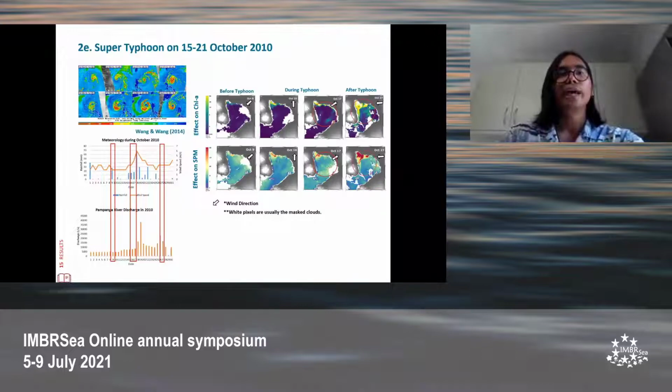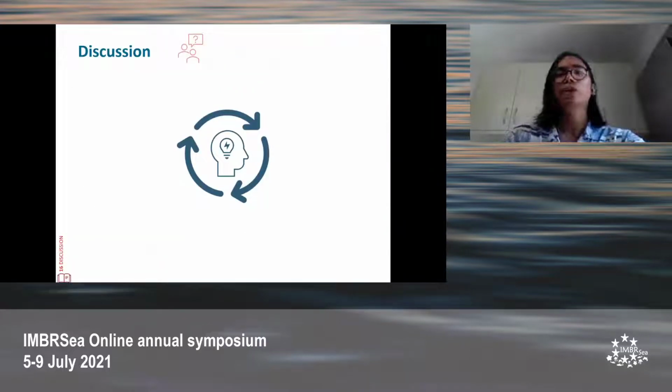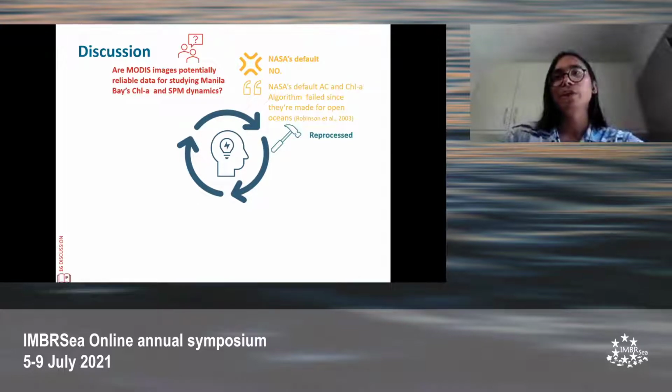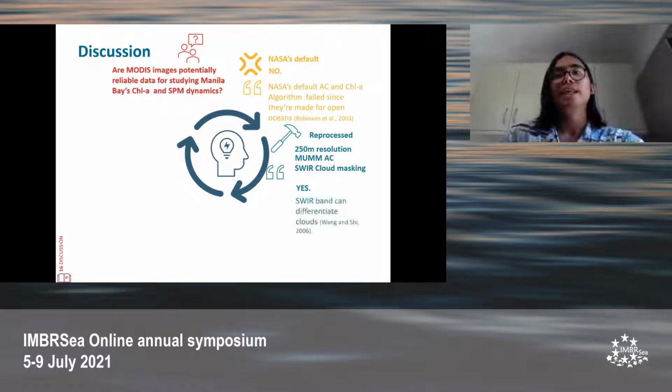All the results that we have, we wanted to know if we were able to answer the following questions. Are MODIS images potentially reliable for studying Manila Bay's chlorophyll A and SPM dynamics? When we use NASA's default, then we can say it is not reliable because it's made for the open ocean. However, when we reprocess the data with appropriate parameters of atmospheric correction and cloud masking, we can say that it's reliable since they are appropriate for the area of the study.